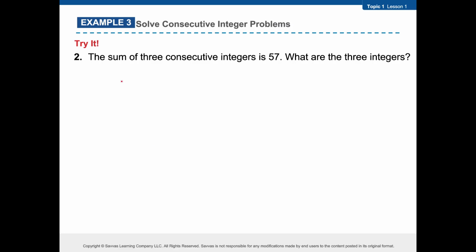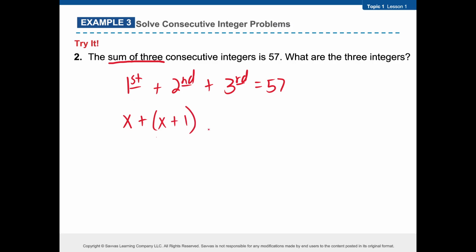Pause and you can try this one. Same thing, the sum of 3 consecutive integers is 57. So the first integer plus the second plus the third equals 57. The first integer I know nothing about. That's my variable. My second integer is 1 more than the first. My third integer is 2 away from the first.